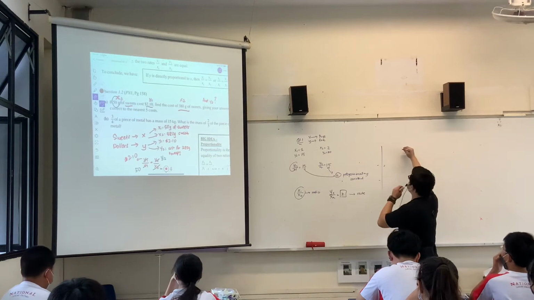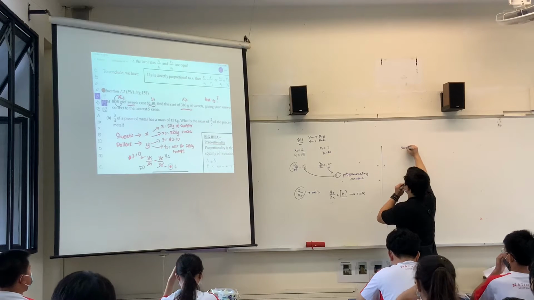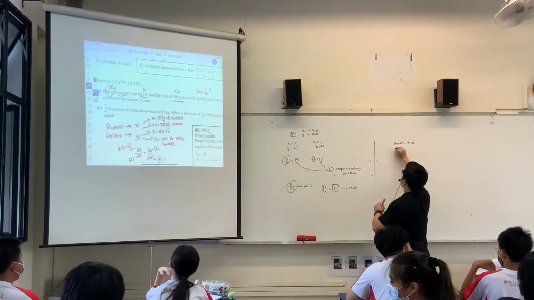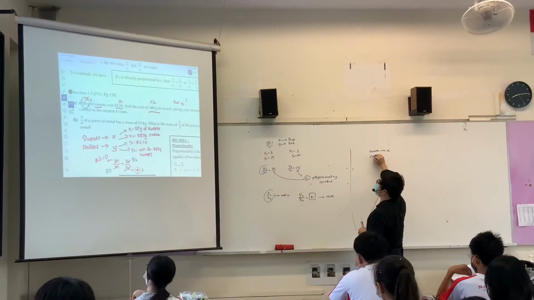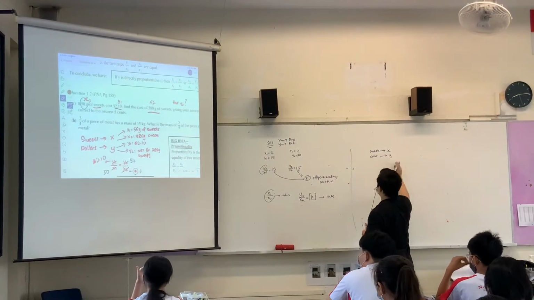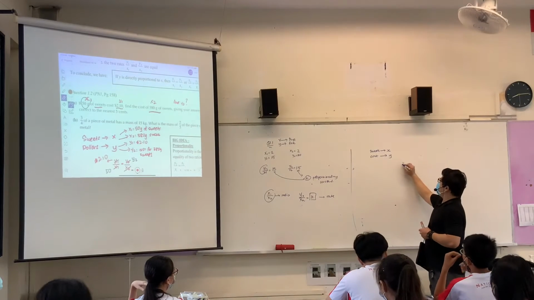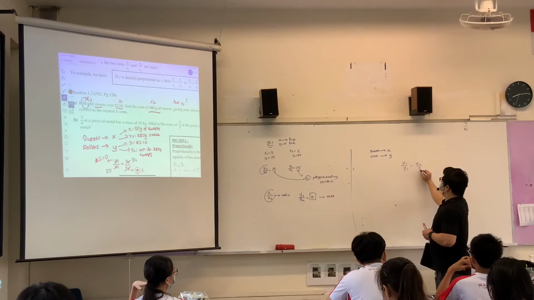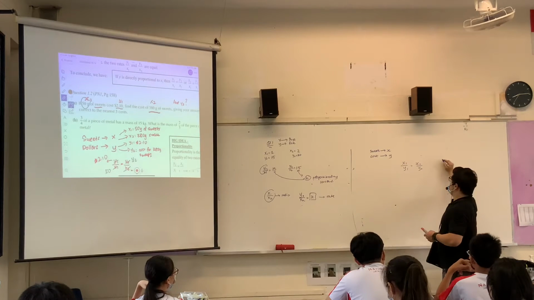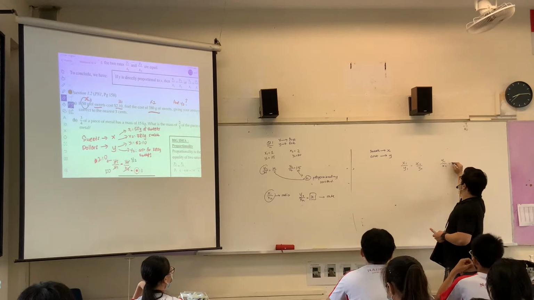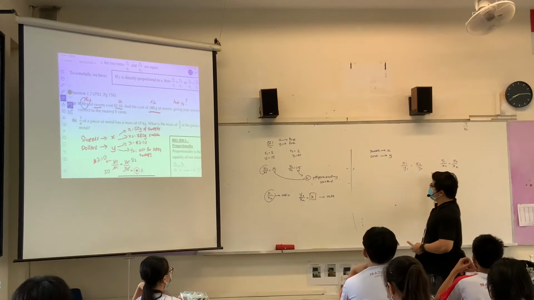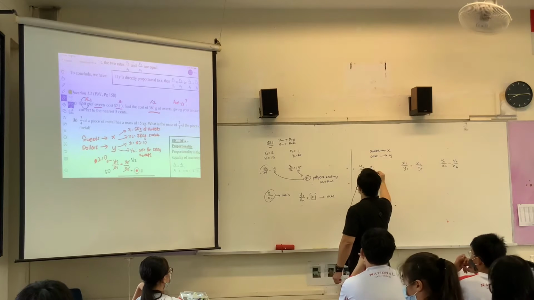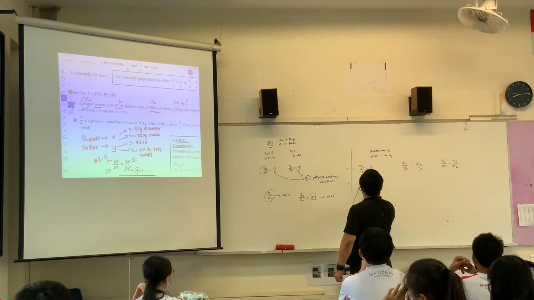So if you let the sweets be represented by X, then the cost be represented by Y. X1 over Y1 is the same as X2 over Y2. You can also write Y1 over X1 equals Y2 over X2. You can also use Y1 over Y2 equals X1 over X2. You can also use Y2 over Y1 equals X2 over X1.